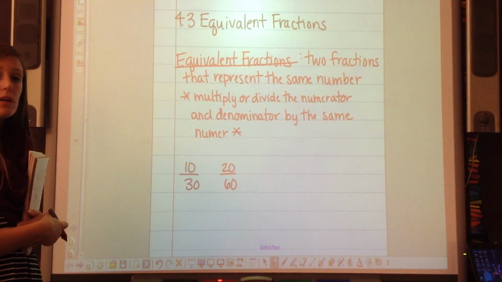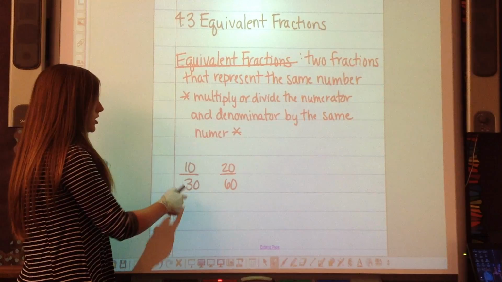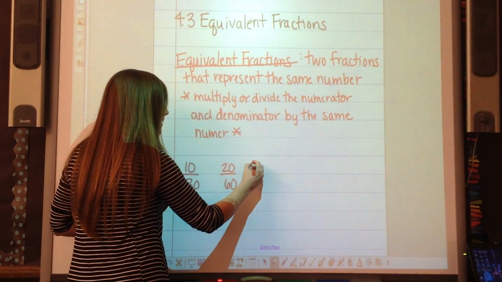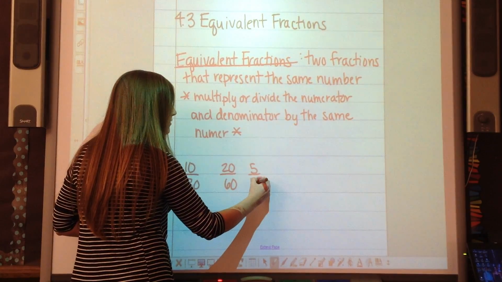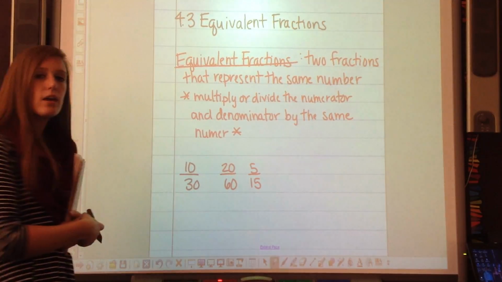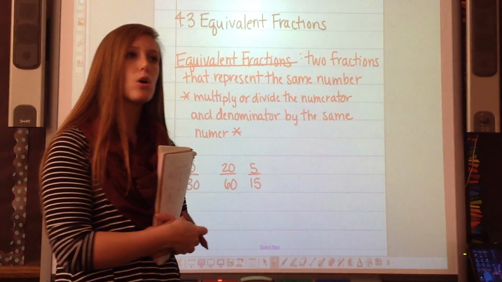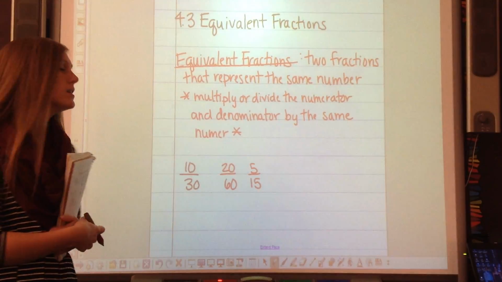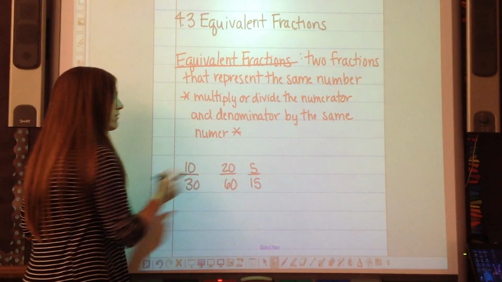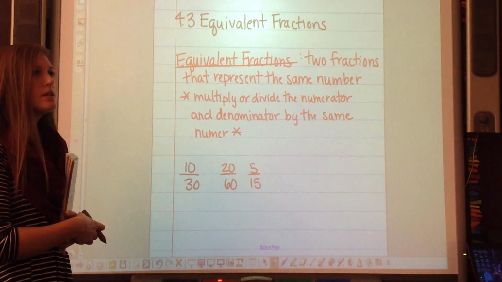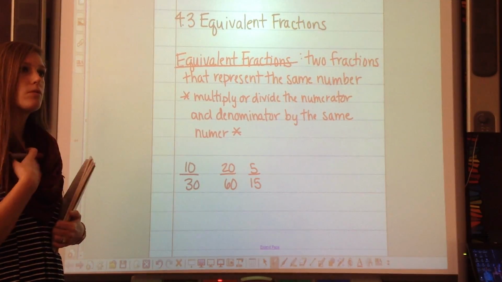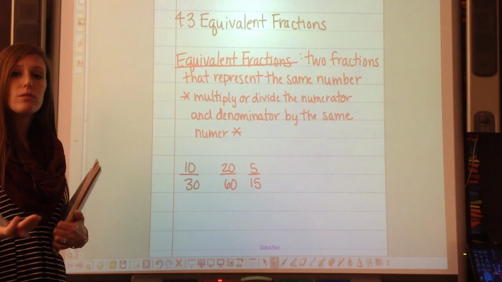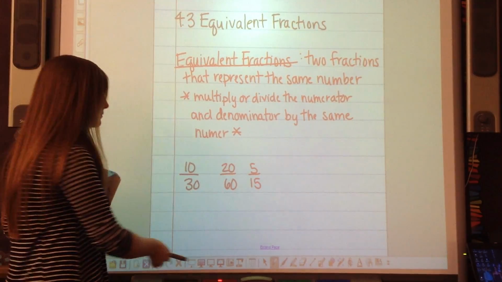I can divide by 2. So divide the numerator and denominator by 2. I get 5 over 15. And I can go on and on. Your homework is going to ask you to find two equivalent fractions. This was the original, and I found two equivalent fractions. Know that my equivalent fractions might have been different than the equivalent fractions you thought of.